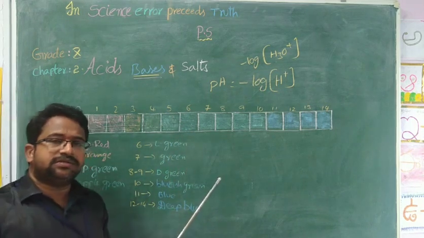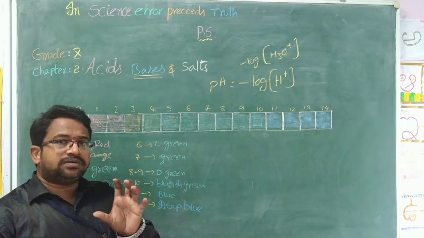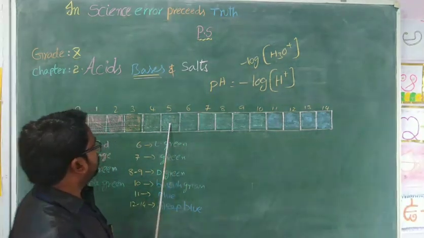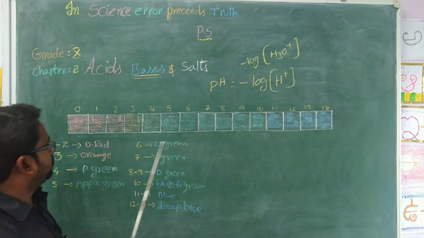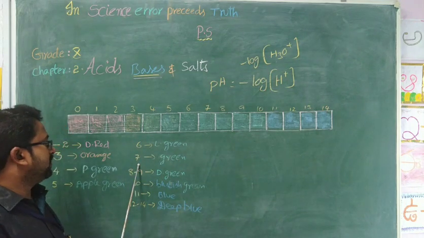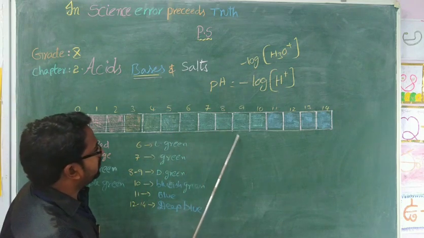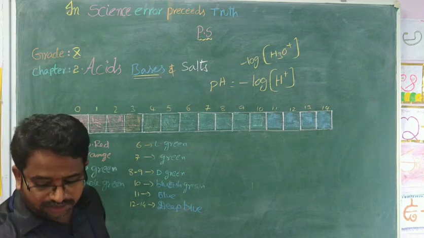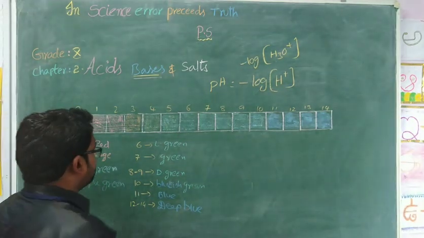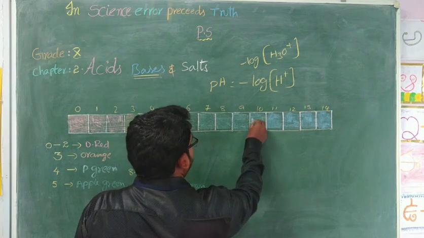Apple green, like the color of a raw apple, will be present at the 5th one. Now if the pH value is 6, that is light green. The 7th one is green, and 8 to 9 is dark green. Now the 10th one is bluish green.